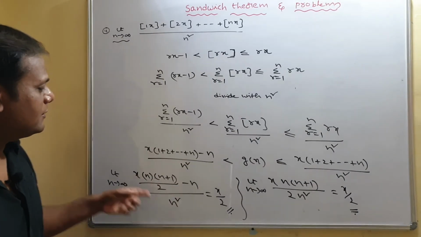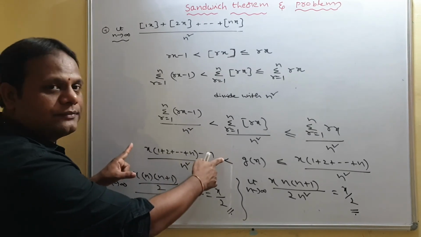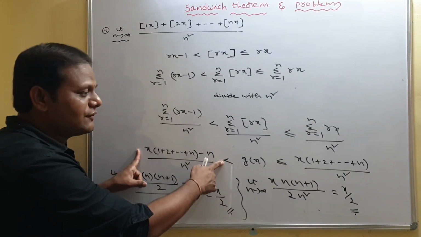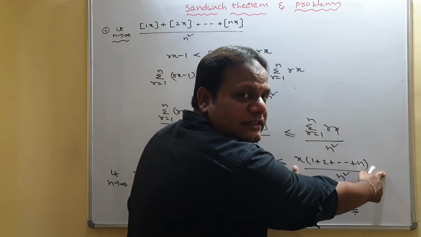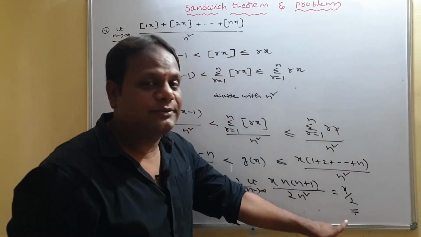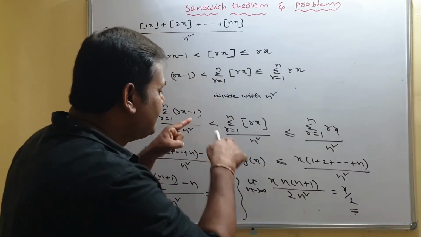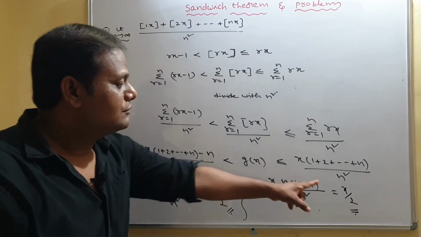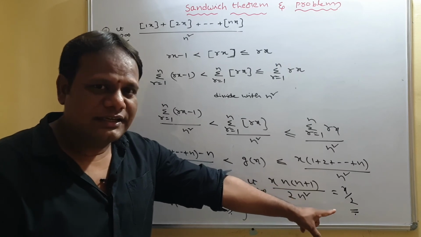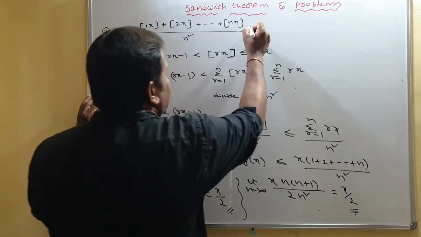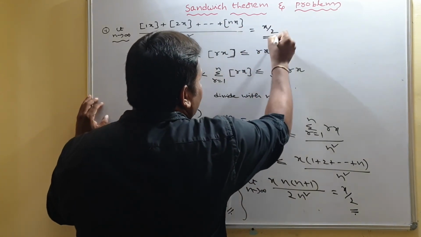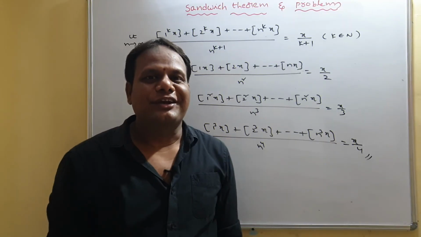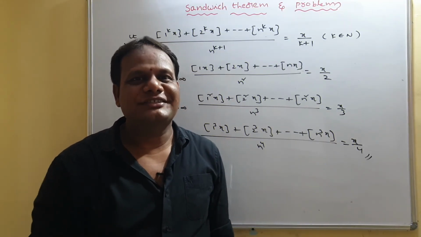See what happened? Limit n tends to infinity of this function is equal to, limit n tends to infinity of this function is equal to x by 2. So limit n tends to infinity of the middle function is also x by 2. Is it clear? So final answer is x by 2. My dear students, I think you understood this concept.